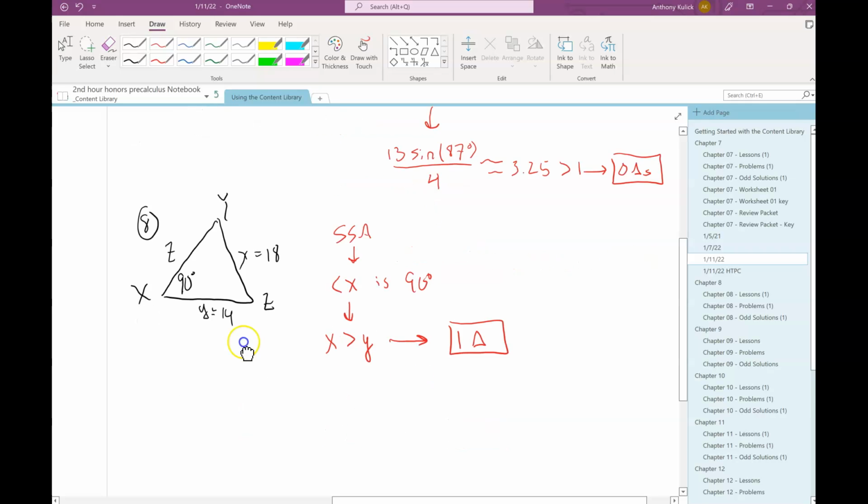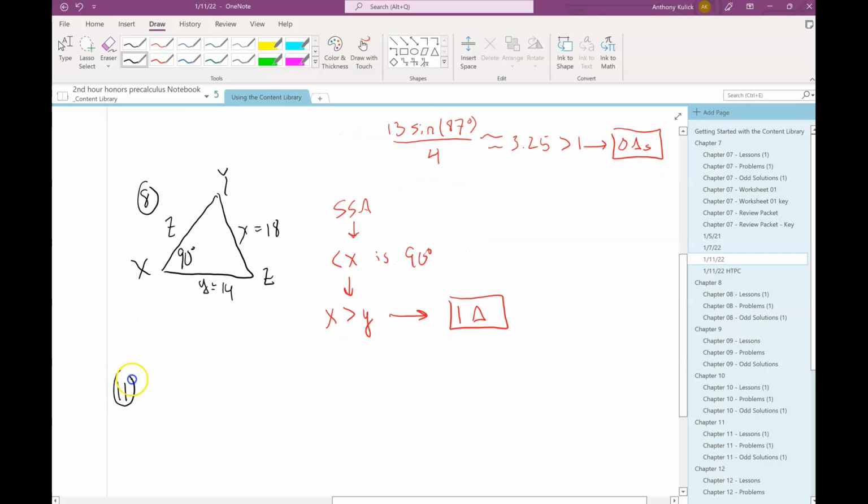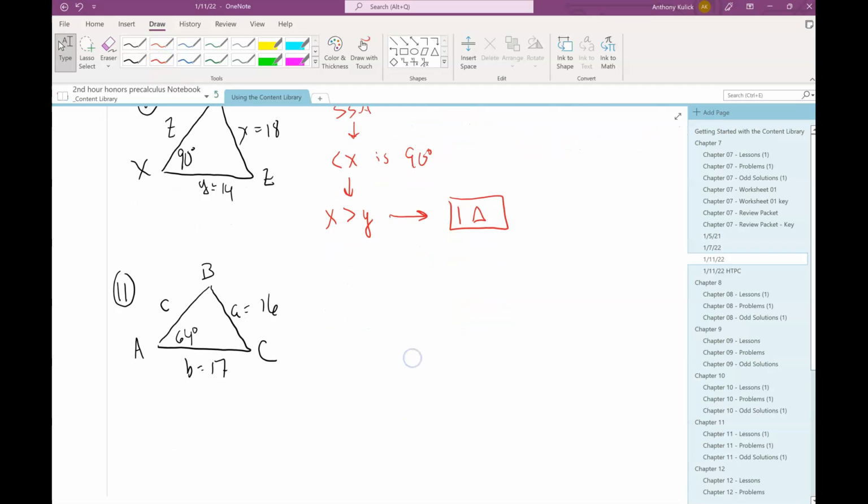So 11, we're told that it is a two triangle situation. So I'm going to dive straight into the solving part, since we know that two triangles are possible, right? So I'm going to make a place to record my answers for triangle 1 and triangle 2.